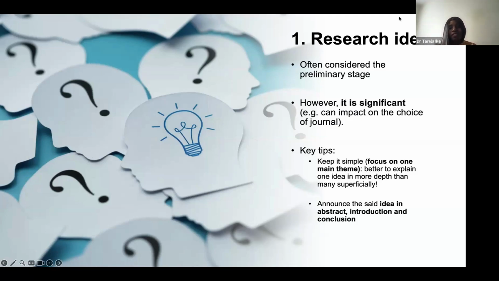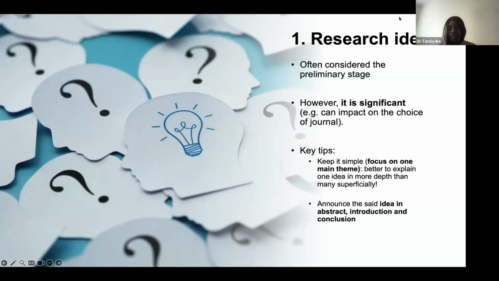So that could be something that can impact the choice of journal that you would want to go to. Are you looking at giving much more depth around the topic? Some would limit you to 7 to 8,000 words, whereas others would give you around 12,000 words.